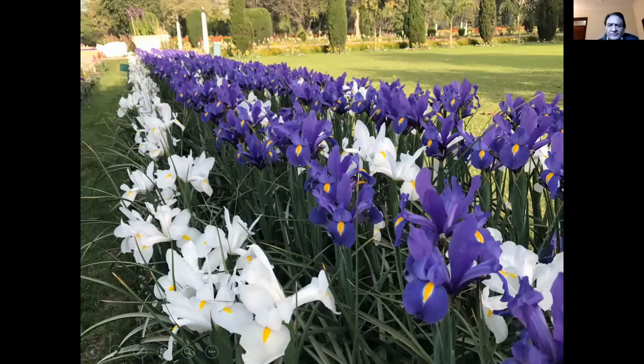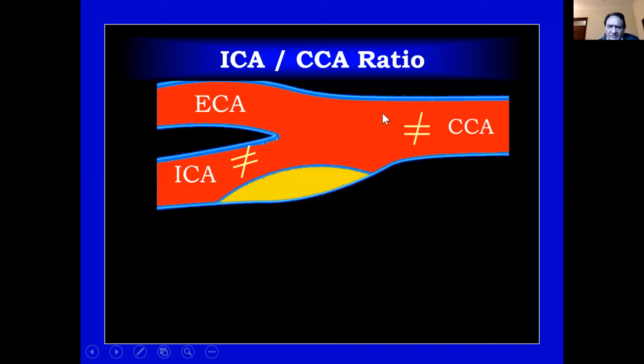Spectral analysis. This is a sketch of the CCA and bulb. The samples should be taken 5 centimeters away from the divider, because here there is usually turbulence due to the wide bulb. It should be taken 5 centimeters away. And in the ICA, if there is stenosis, take the sample at the site of the stenosis. Otherwise, as distal as possible.